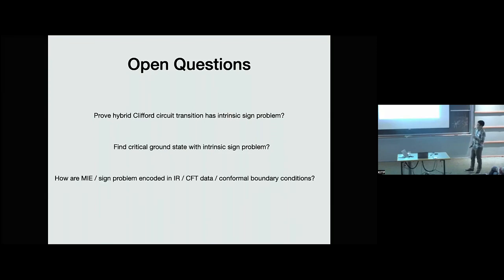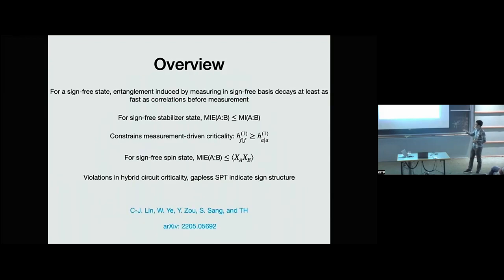And it would be interesting to further explore how this MIE, the sign problem, are encoded in the IR or CFT data describing the state. How to think about these conformal boundary conditions, right? And finally, I guess more related to this conference, it'd be good to further explore how this MIE and sign problem are related to classical hardness of sampling. So let me just present the main conclusions, and yeah, thanks for your attention.